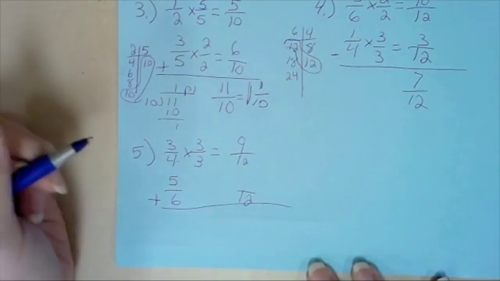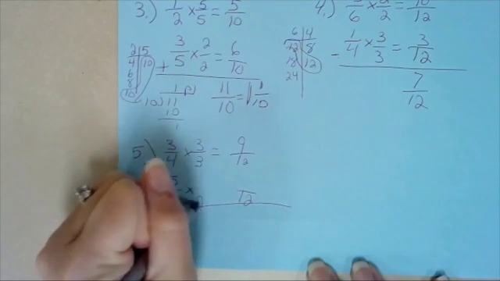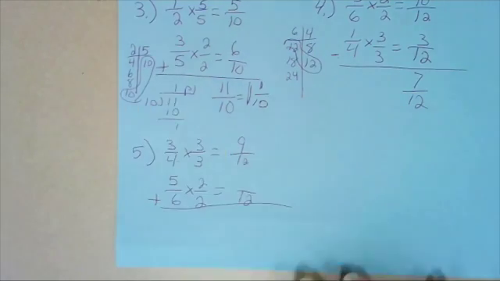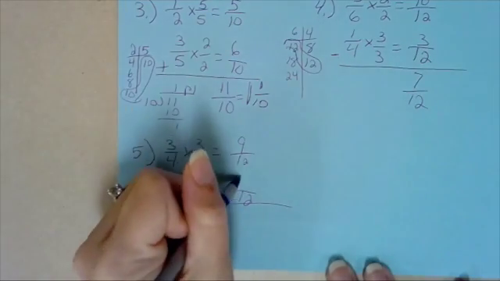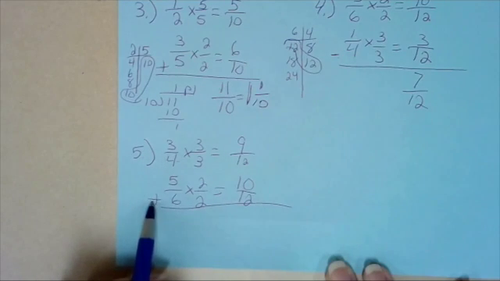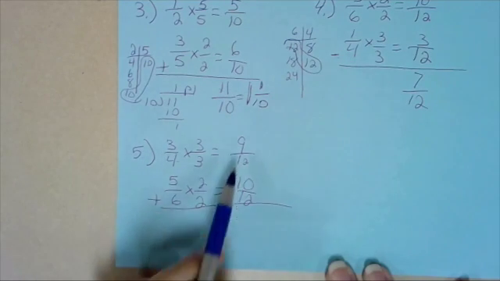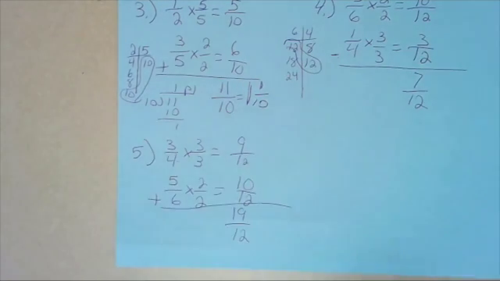Hey, self again. What'd you do to 6 to get to 12? Well, self, you multiplied by 2. And if you did it to the bottom, you're going to do it to the top. And 5 times 2 is 10. You're going to add, because this is an addition problem. 9 plus 10 is 19. Your denominator stays a 12.